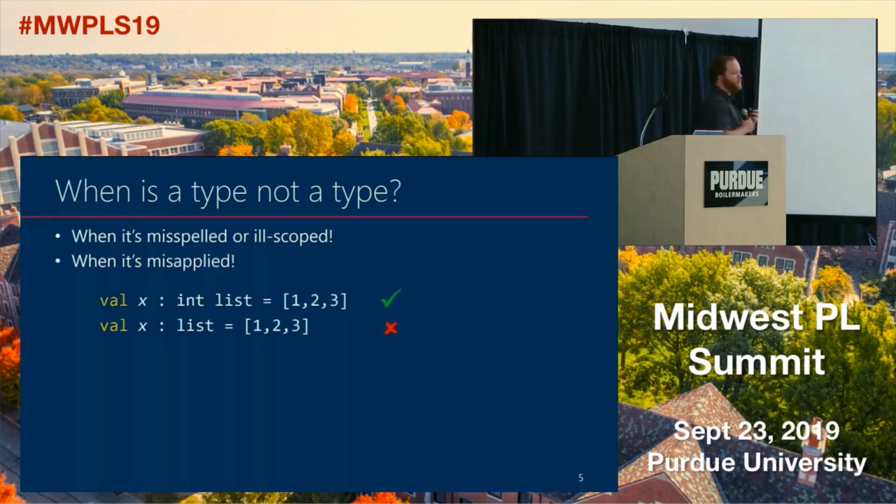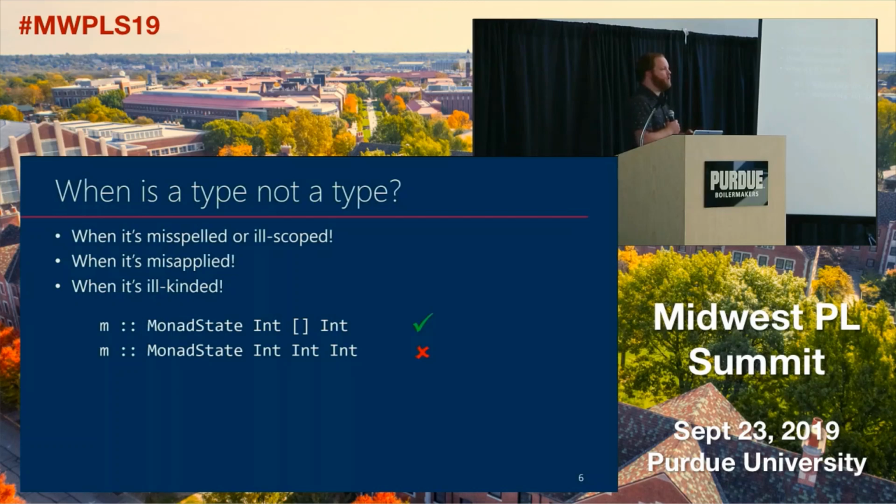But we could also have types that are misapplied. Arity kinds of errors. So val x of type int list might be cool. But we're not allowed to just say val x of type list. List has arity 1, we need to give it at least one argument. If you're thinking about old versions of SML, for example, you might get this kind of error.